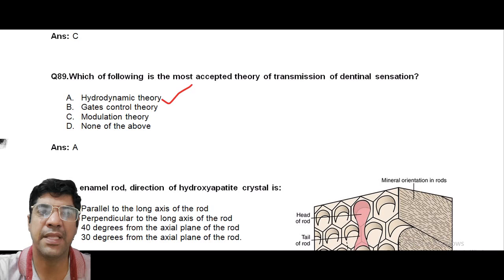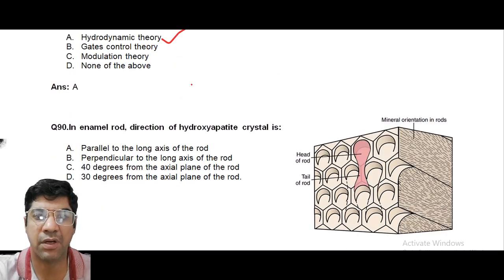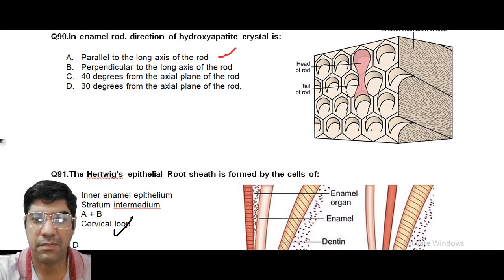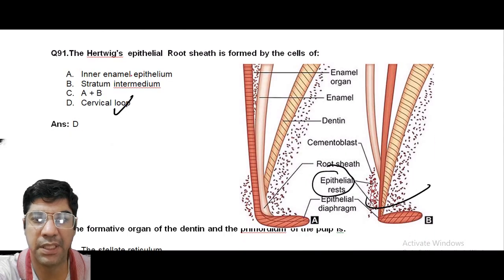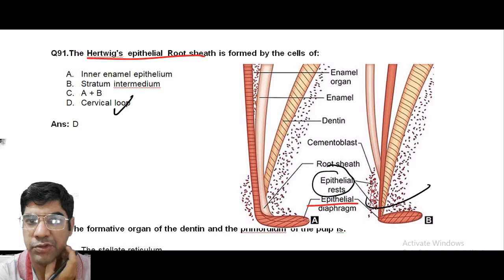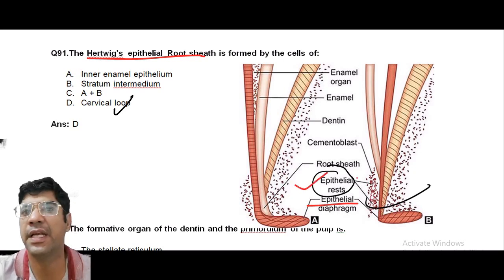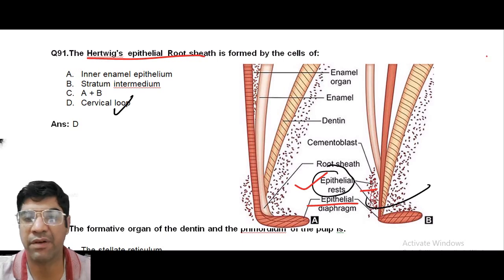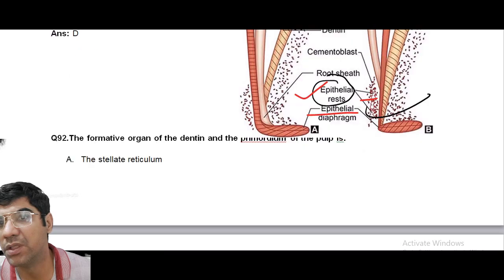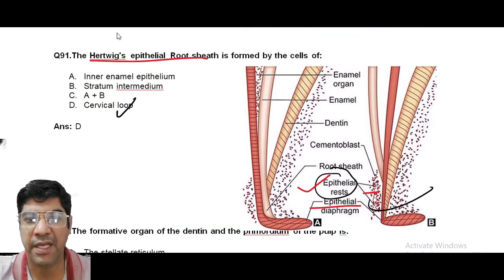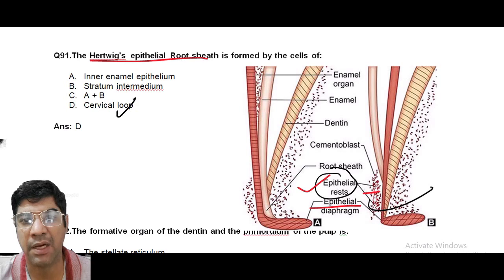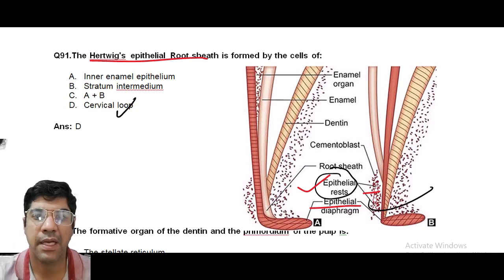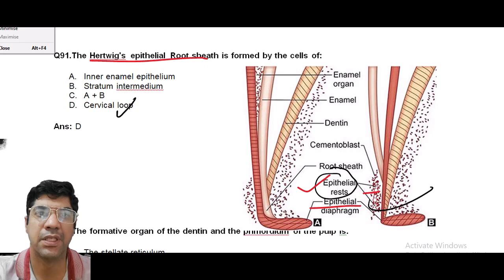The Hertwig epithelial root sheath is formed by cells of the cervical loop. So the Hertwig epithelial root sheath plays a role particularly in shaping and formation of the tooth root. The cervical loop is an epithelial structure located at the base of the enamel organ. It gives rise to the Hertwig epithelial root sheath.